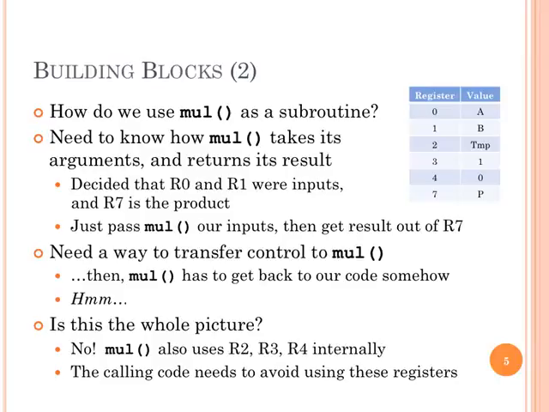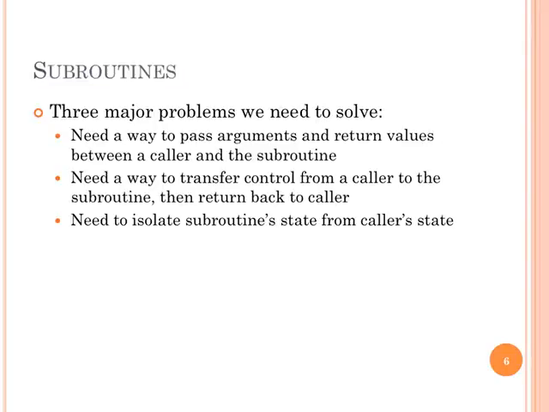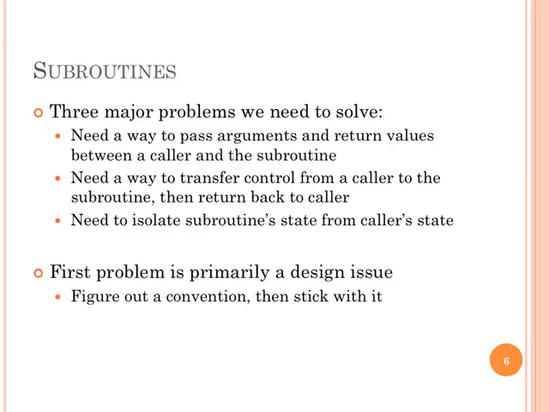So now we have a coordination issue. We have this subroutine, but we have to treat it like a clear box because the subroutine uses registers that we may also want to use, and we need to make sure that we don't allow the multiply code to trample on our work. So these are the 3 problems that we need to solve, and I'll just re-enumerate these again. A way to pass arguments and return values between the call and the subroutine, a way to transfer control to the subroutine and then back to wherever it was called from. And then we also need to be able to isolate the subroutine state from the caller state.